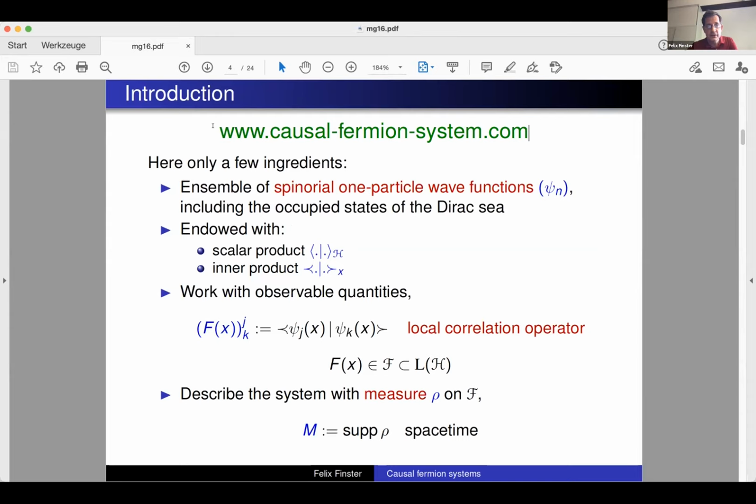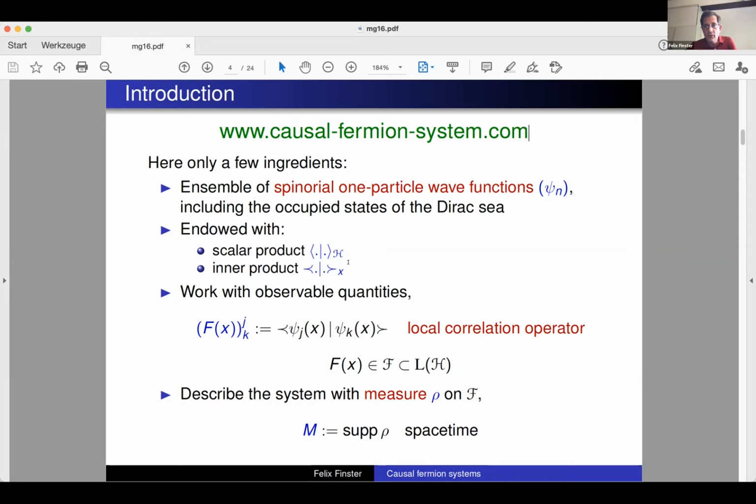So one ingredient is that we describe the physical system by an ensemble of spinorial one-particle wave functions, say psi n. The idea is that they should describe the matter of the system, say Dirac particles, but also include the Dirac sea. So we take this picture of a Dirac sea literally. All these occupied states from the Dirac sea are included here. So one has an ensemble of wave functions. This is a complex vector space. This comes with a scalar product. So we have a Hilbert space.